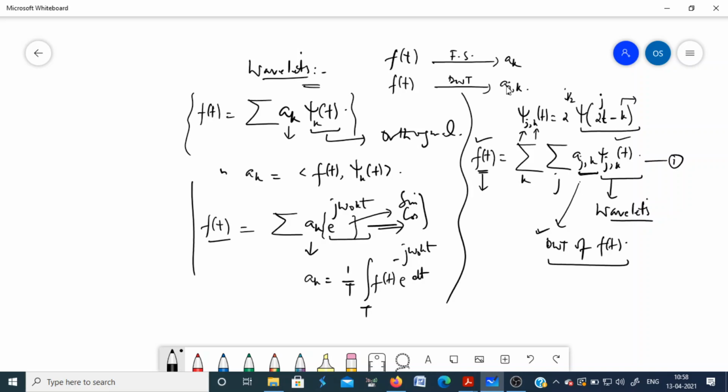Okay, the second example we have taken is that if a function is noisy and you decompose it in terms of wavelets, so you find its wavelet transform DWT, you get some coefficients a_jk. The noisy part will be captured by few coefficients in the wavelet domain. So if you discard those coefficients and reconstruct the signal using the other coefficients, your signal will be noise free. Okay.